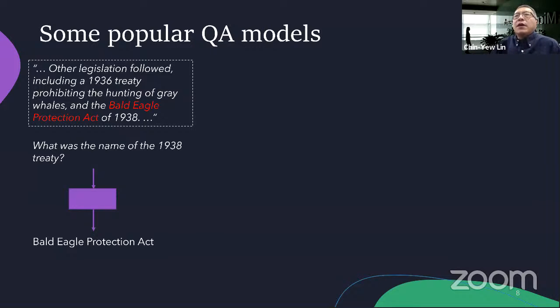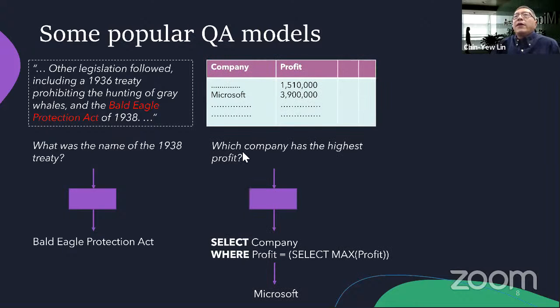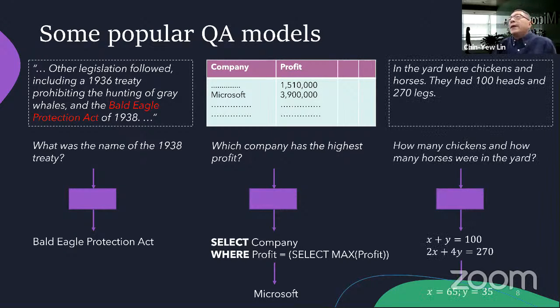There's another type of Q&A model that deals with tables and databases. Given a table, I ask which company has the highest profit. And then you can come up with a SQL query and say, okay, it will be Microsoft. Right? So the data source is a database or table, and the question is just a natural language question. Versus the math question, where you have, in the yard, there were chickens and horses, there are 100 horses, and how many legs are there?